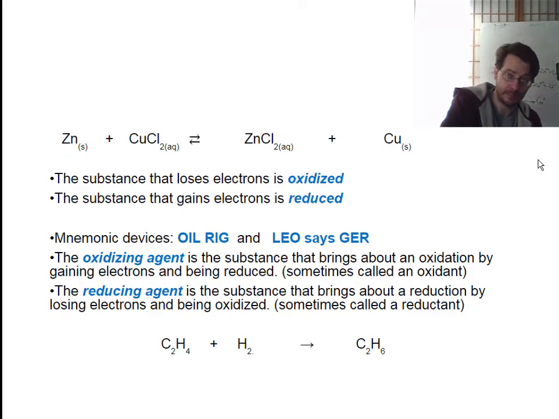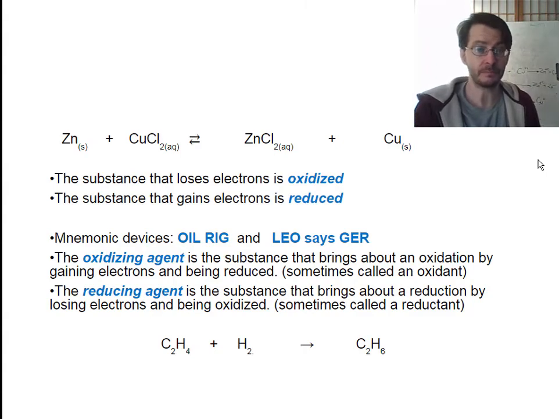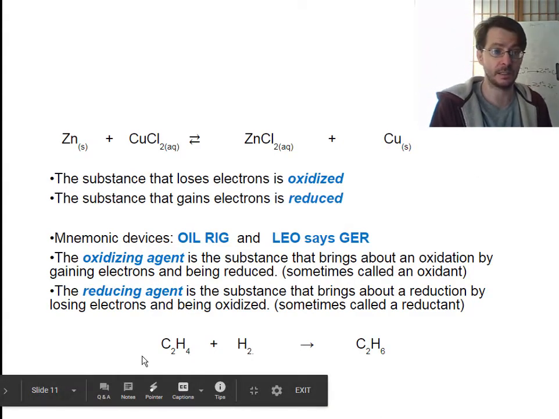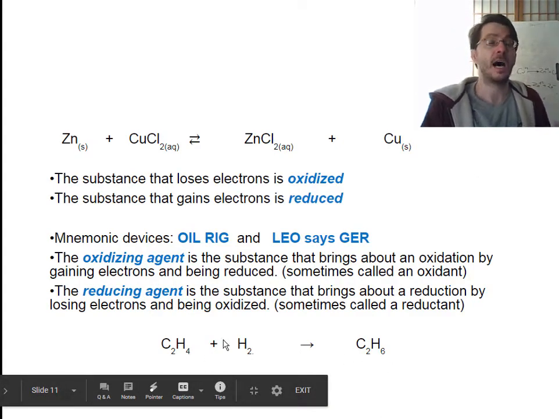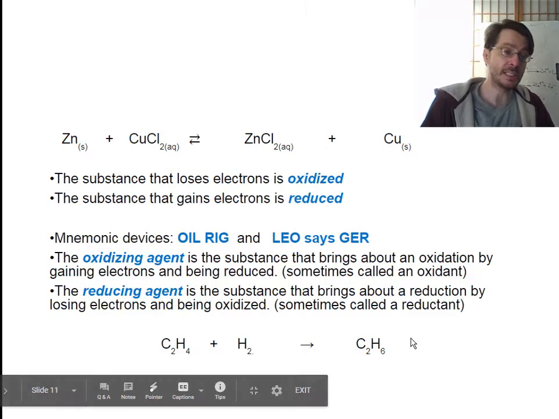And one of the things that takes place in a redox reaction is that a complete redox reaction always has a material being oxidized and a material being reduced. There is always something being oxidized, there is always something being reduced. So let's take a look at this reaction. Oxidation-reduction reactions can take place in the absence of metals. All right? But we can use the same ideas.